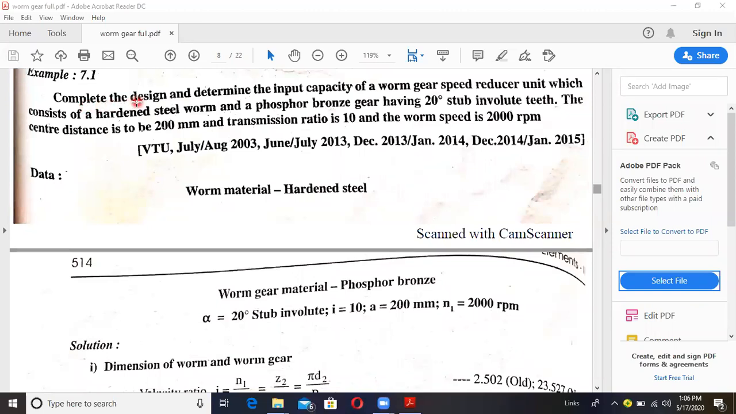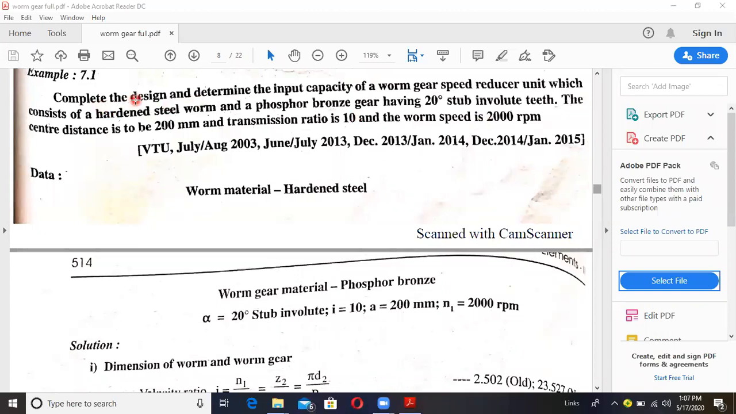Complete the design. So we have to complete the design of the worm gear and determine the input capacity of the worm gear speed reducer unit, which consists of a hardened steel worm and a phosphor bronze gear having 20-degree stub involute teeth. The center distance is to be 200 mm, the transmission ratio is 10, and the worm speed is 2000 rpm. So first they told us to complete the design.